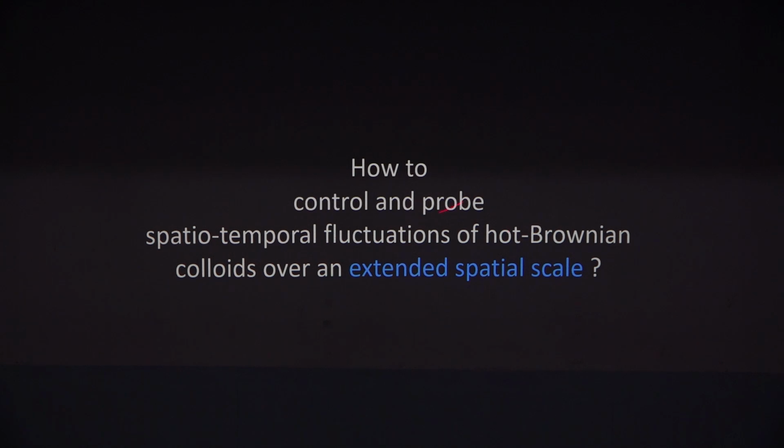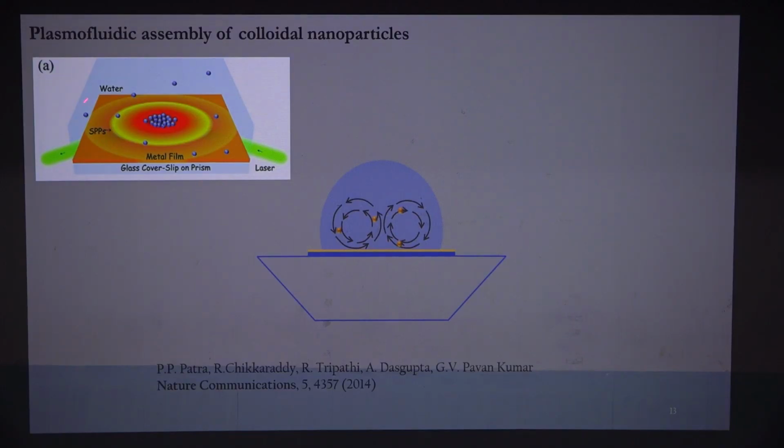Now, the crucial question in this is to address how to control and flow spatiotemporal fluctuations of the so-called hot-Brownian colloids over an extended spatial scale. So we are interested in looking at these colloids with a very large number of particles, not a single particle. One of the ways to do this experiment is the following. We take, let's say, a metal film, which is either gold or silver, and you have a glass cover slip, and you have a light beam which is injected into this particular system, and you look at the aggregation of the particles in this regime. So a kind of movie is this: the light is illuminated, there's a blob of fluid containing these hot-Brownian colloids.